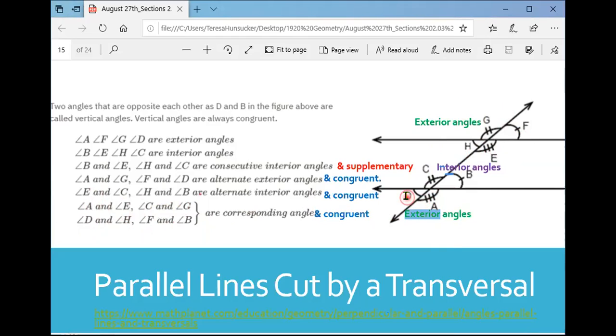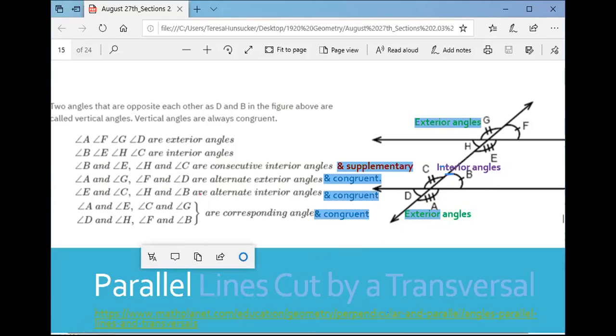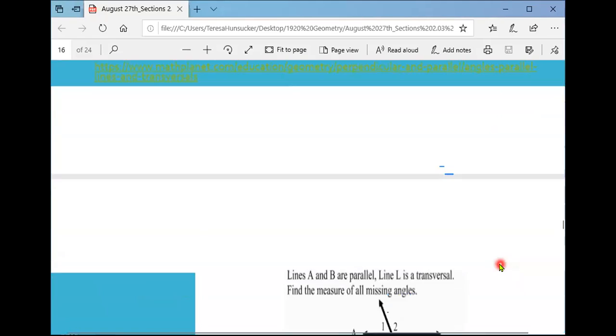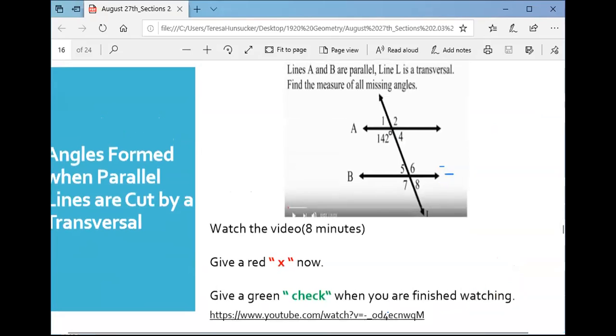Vertical angles are congruent, so C and A are congruent. A and B are linear pairs from the warm-up. They're supplementary.